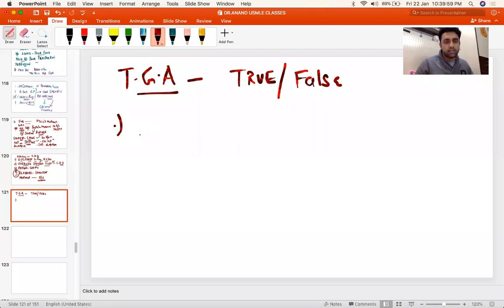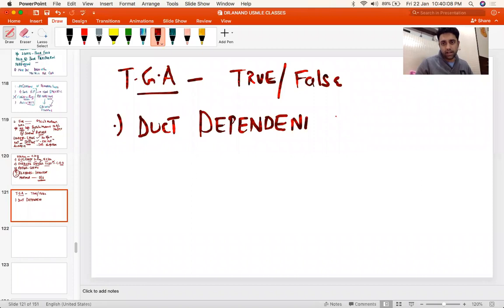TGA is a duct dependent congenital heart disease. Is it true or false? TGA, it is a duct dependent congenital heart disease. What do you think? Is it a true statement or a false statement?